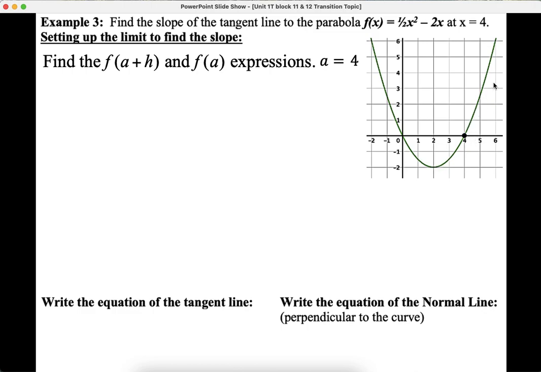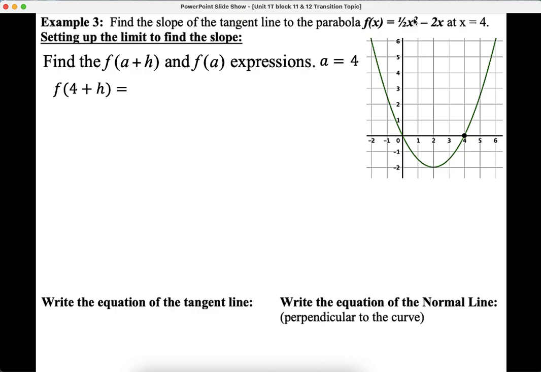So I want to find the slope of that tangent line. That tangent line's pretty vertical, so I would expect to get definitely a number bigger than 1. It helps to get a little visual representation, just to know whether or not your answer's in the ballpark. All right, so we're going to plug 4 in for a. So f of 4 plus h.